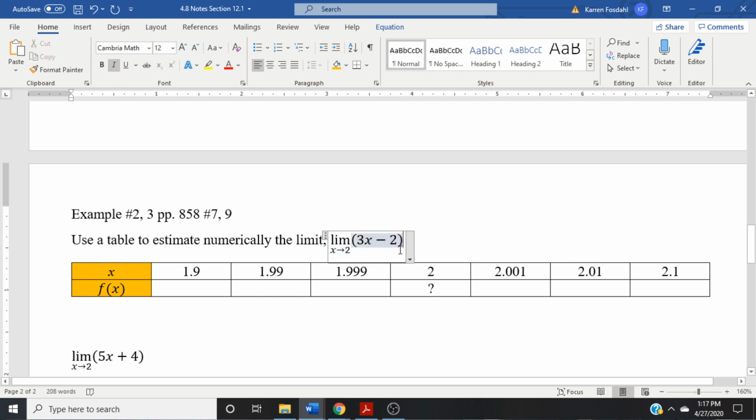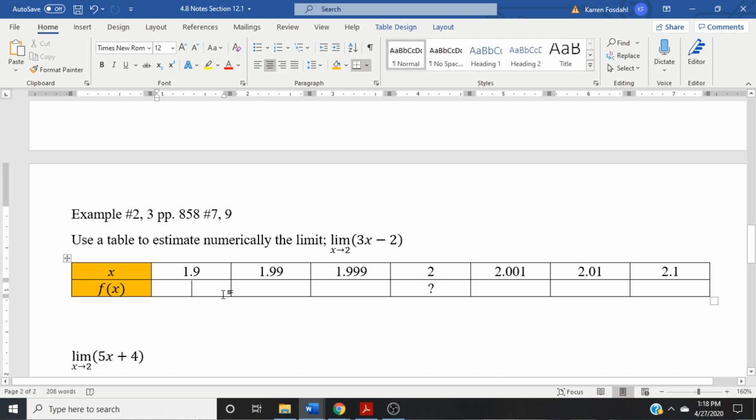Now, next class, as we go, we'll get more straightforward. Right now, we just plug these numbers in to x and solve for f of x. We're going to do it from both sides, and then we will see what 2 would equal. You can estimate as we get closer.